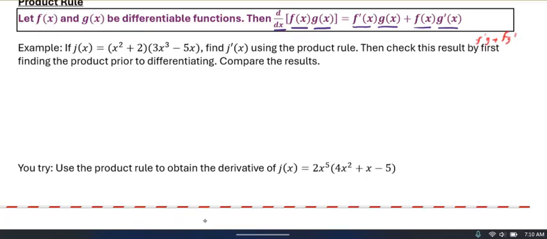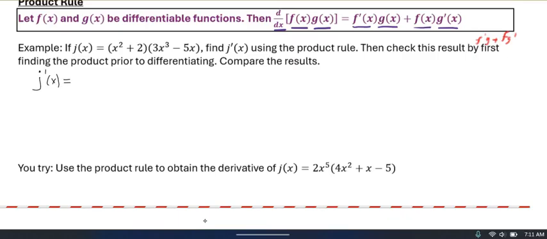Here we have j of x equals x squared plus 2, that quantity times 3x cubed minus 5x, and we're trying to find the derivative j prime of x using the product rule. It says, then check this result by first finding the product prior to differentiating, and then compare the results. All right, so let's do that. So we're going to use this new product rule that you've possibly never seen before.